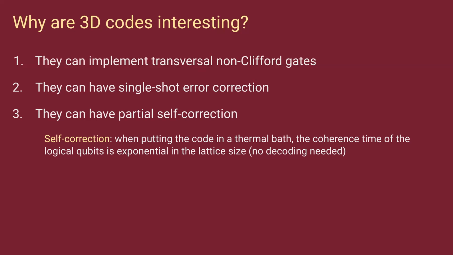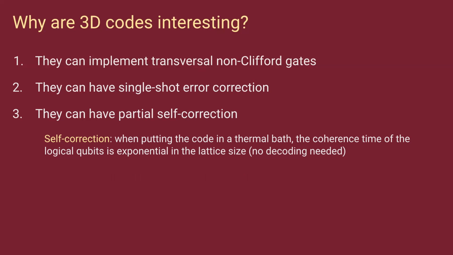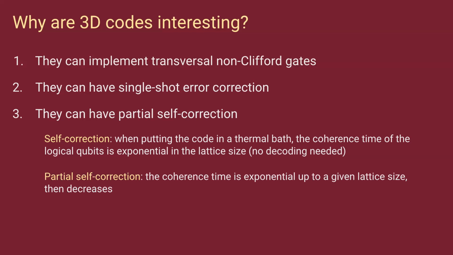So for those self-correcting quantum memories, in a thermal bath, you're not going to need any decoding, and the lifetime is going to improve exponentially. But we don't know any self-correcting quantum memory in 3D. That's one of the main open problems. In 4D, we can use the toric code, I think it's a self-correcting quantum memory. In 2D, we know that we cannot have one, but in 3D, we don't. However, you can talk about the notion of partial self-correction, where the lifetime stays exponential up to a given lattice size and then decreases.